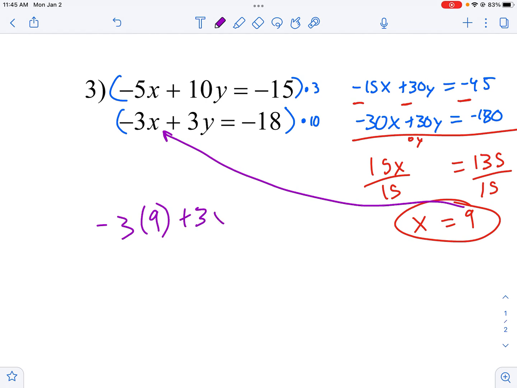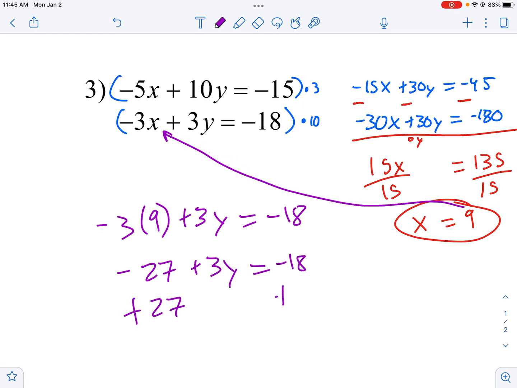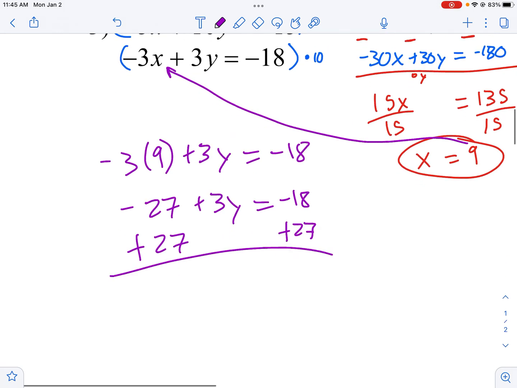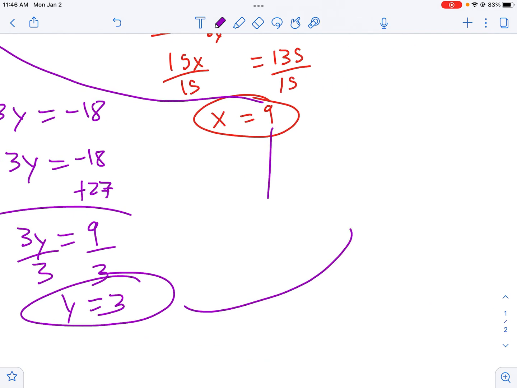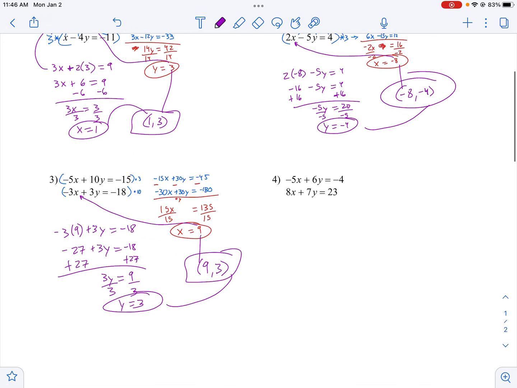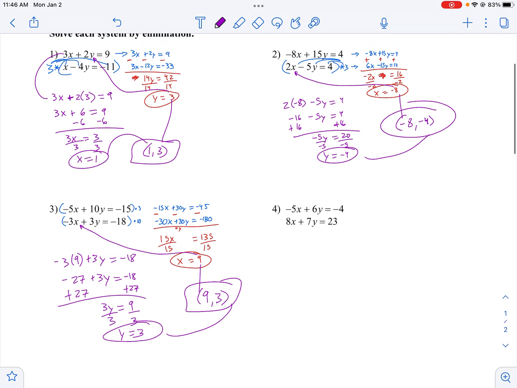And I got plus 3y equals -18. So now it's just a matter of simplifying. That's -27 plus 3y equals -18. I'm going to add 27. And now I got 3y equals 9. And divide both sides by 3. And got that y is 3. Awesome. I got y is 3, x is 9. So that makes my point (9, 3). Ta-da! Solution! So yeah, things are coming along pretty well there.